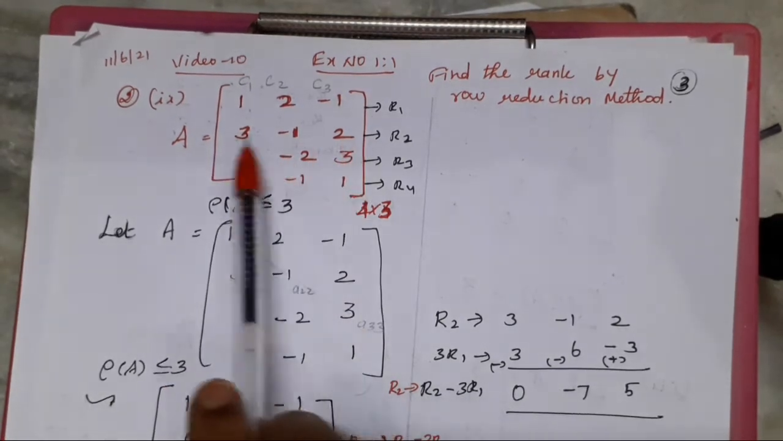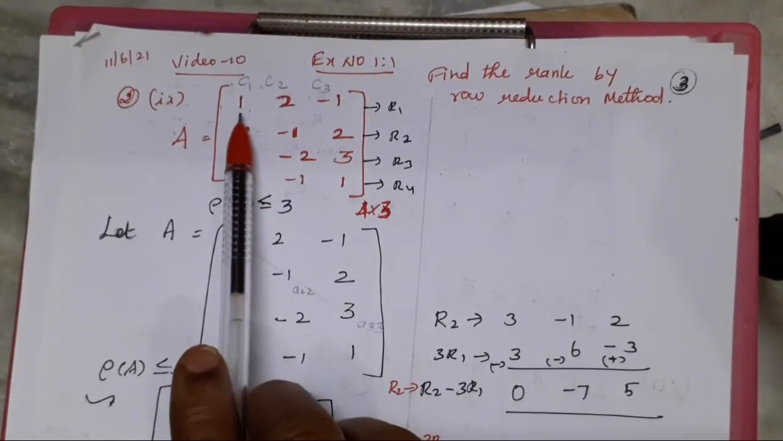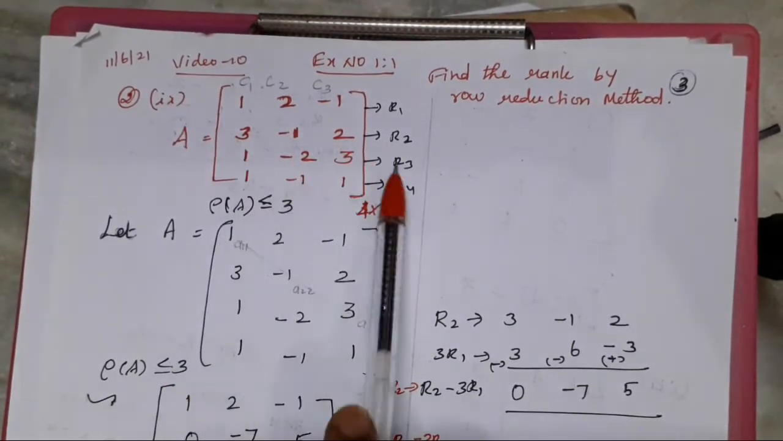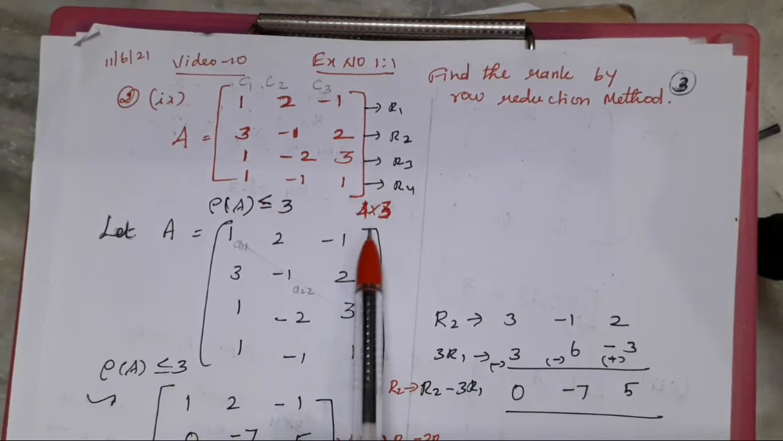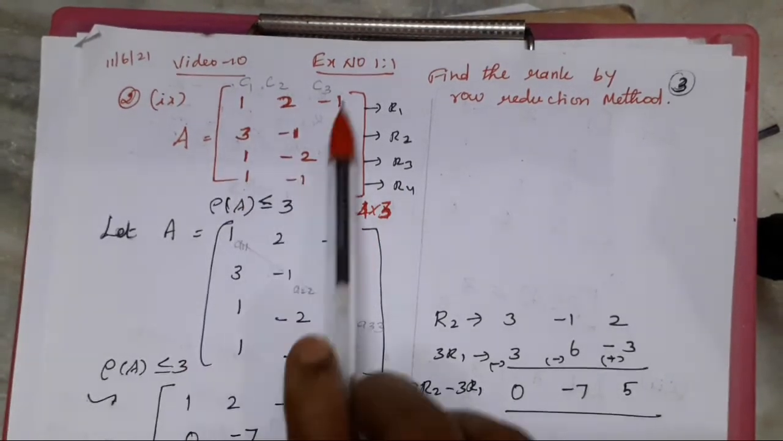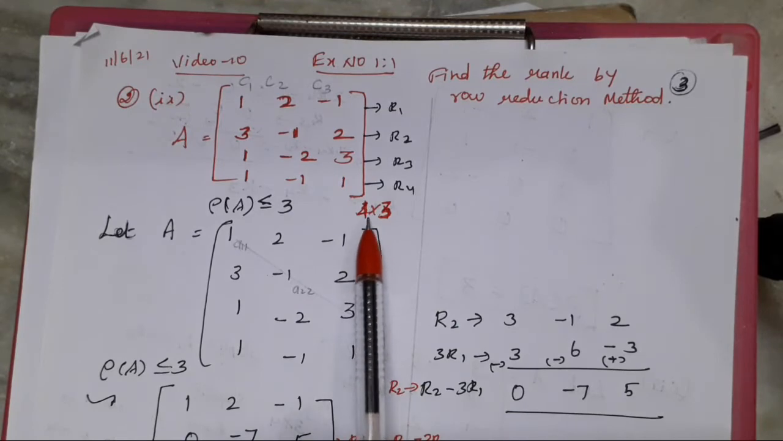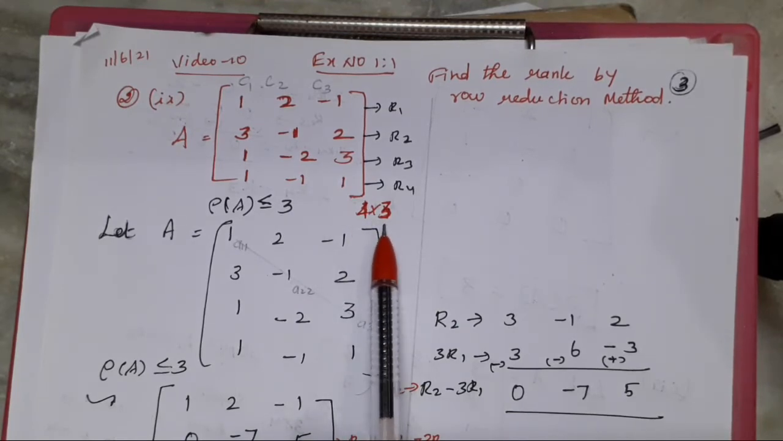Here, see the question. What does the question have? How many rows? First row, second row, third row, fourth row. So 4 rows. How many columns? C1, C2, C3, so 3 columns. Therefore, what is the order? The order is 4 by 3. Which one is the smallest number? 3 is the smallest number.